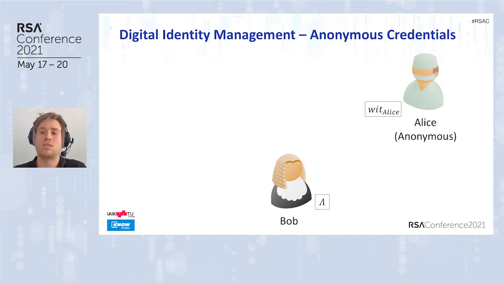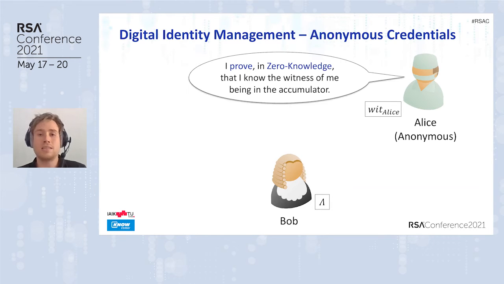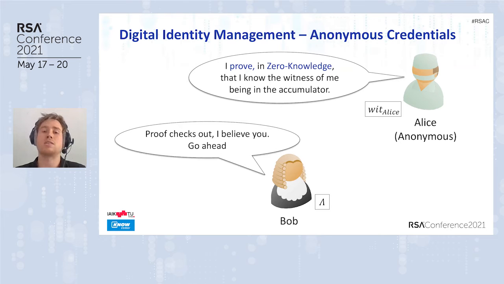This approach is also compatible with anonymous credentials, where the users do not want to disclose themselves or their witnesses to the authenticator. And how this works is the following. Alice constructs a zero knowledge proof of knowledge that she knows a witness of herself being in the accumulator. And Bob can then check whether this proof works or if it is a wrong proof. And so Bob can authenticate Alice without knowing Alice and without seeing her witness.